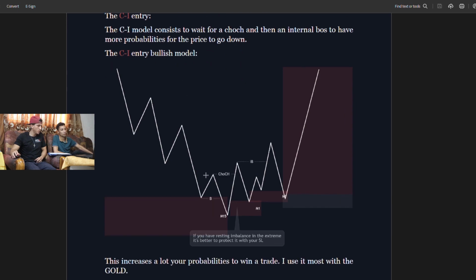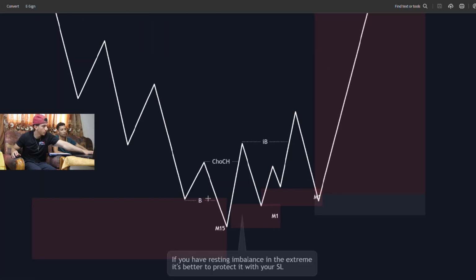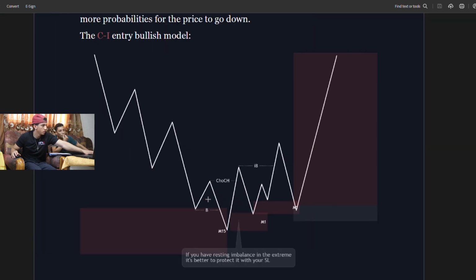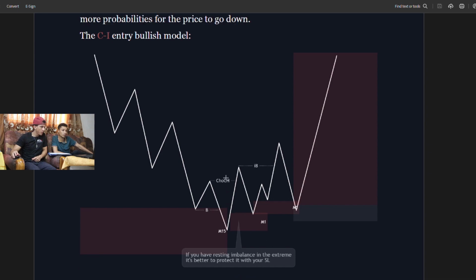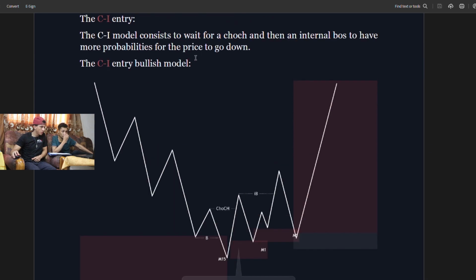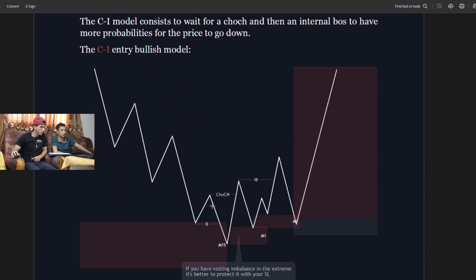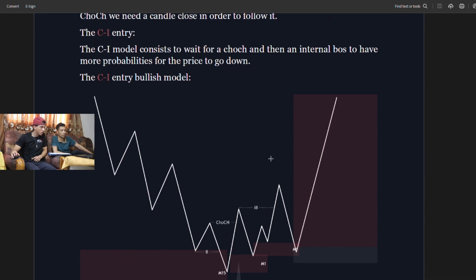Here we can see, I just want to zoom this in because I see there's a little bit more wording. If you have a resting imbalance in the extreme, it's better to protect it with a stop loss. Here we have the C1 entry, as you can read again: wait for the internal break of structure to have more probability. The internal break of structure is right here. Here's the break of structure, and then come here again, to have more probability.